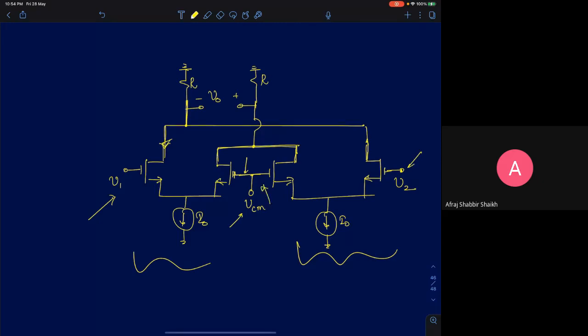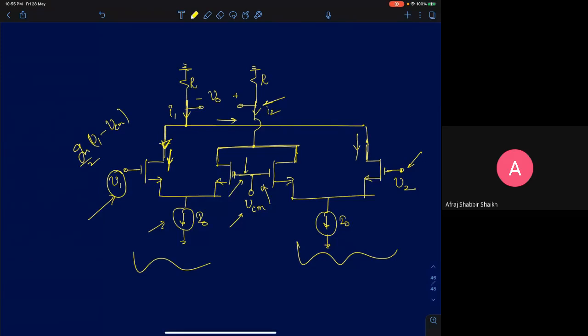Now I need to find out what this differential output voltage is. For that, I need to know what this current is. So let me call this current I1 and this current I2. This current I1 will be nothing but the current through this transistor plus the current through this transistor. So for a constant current biased amplifier, what is the current flowing through this transistor? Can I say it will be Gm into (V1 minus VCM) by 2? It responds to differential changes, right? So (V1 minus VCM) into Gm by 2.